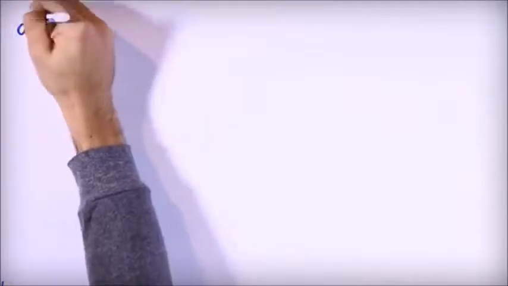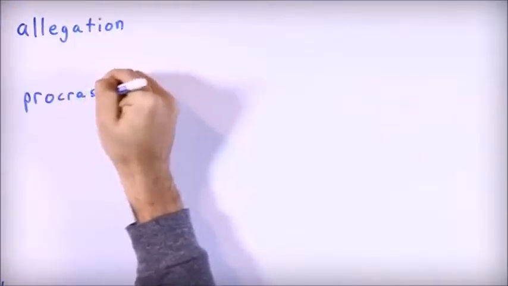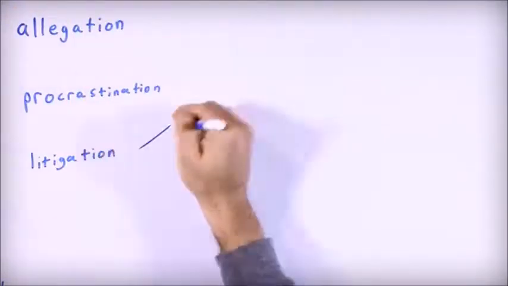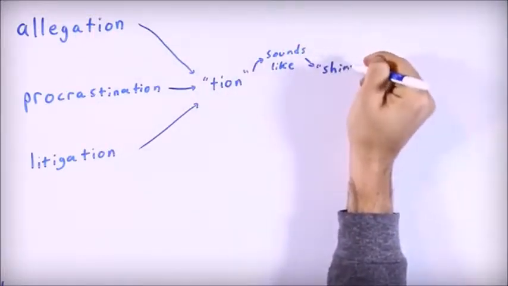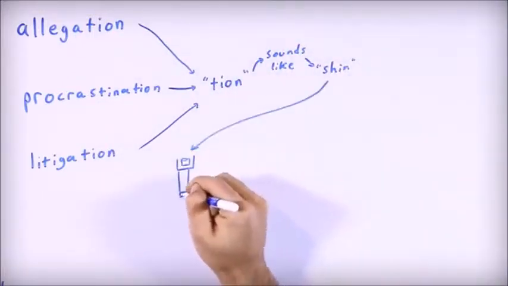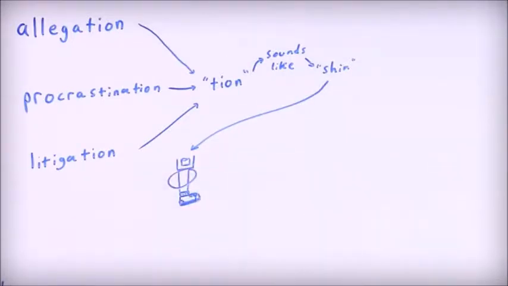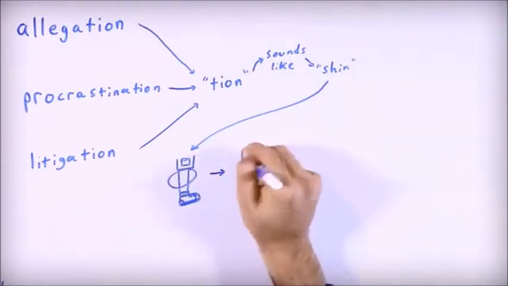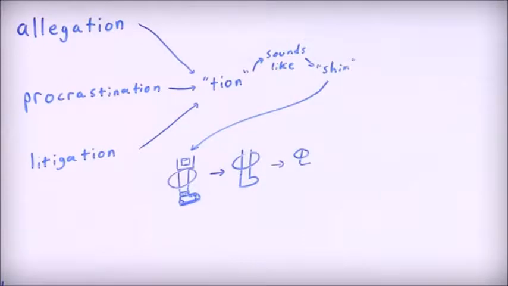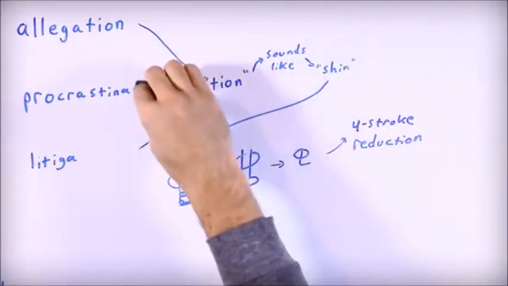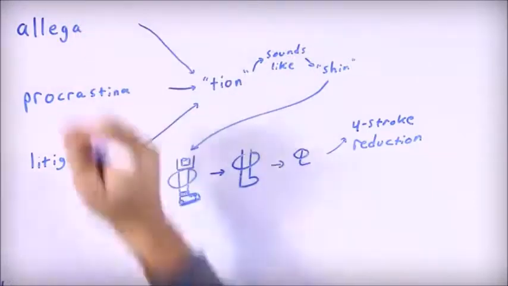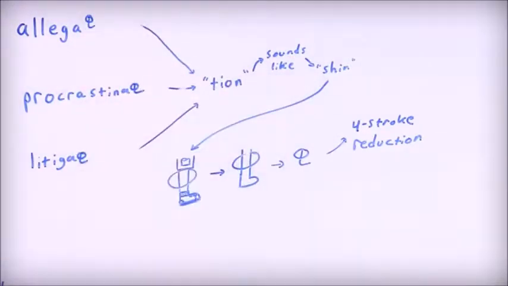So let's take 3 words: allegation, procrastination, and litigation. All these 3 words end with the suffix "shun", which in my mind sounds a bit like "shin". So we could just draw a picture of a shin with a foot. Now let's circle the shin, and then we could simplify that drawing down, and then simplify it once more until we have a 2-stroke symbol that resembles a shin. Now I can add that as the suffix instead of writing "shun", which is 6 strokes, and this one is 2, so now we have a reduction of 4 strokes.